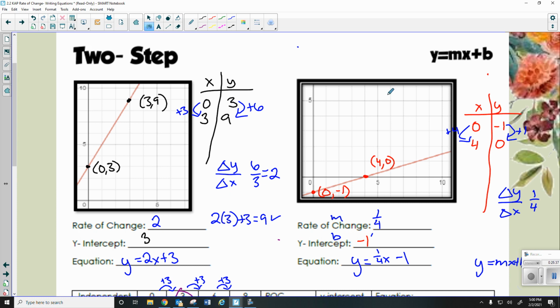Okay, of course we want to check. Let's check with 4 comma 0. I did 1/4 times 4 minus 1. Do I get 0? 1/4 of 4 is 1, minus 1 is equal to 0.